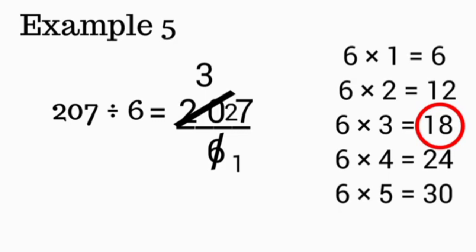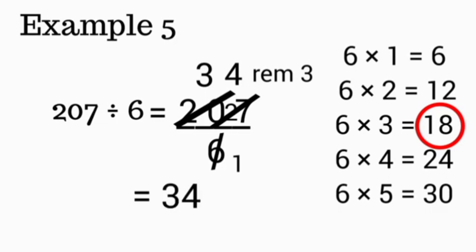20 minus 18. We place that 2 beside 7 and we have 27. So 6 into 27, the closest is 24, which is 4 times. So 6 into 27 is 4. And the remainder is 3. How do we get 3? 27 minus 24 is 3. So we have 34 whole number, 3 over 6.